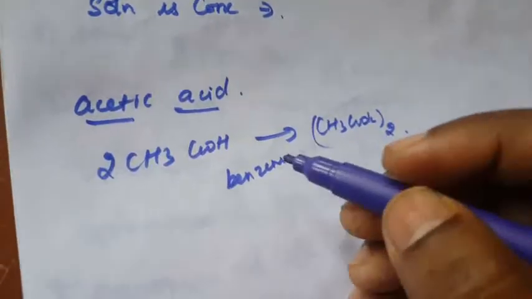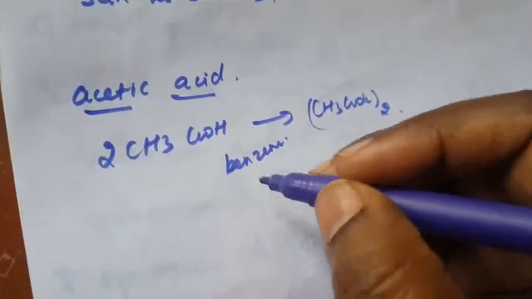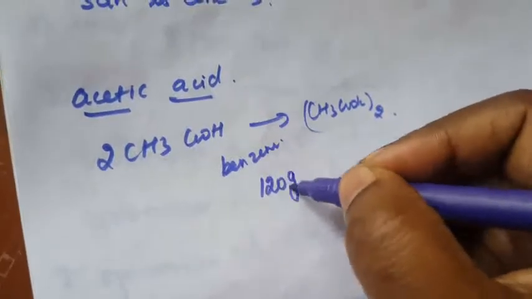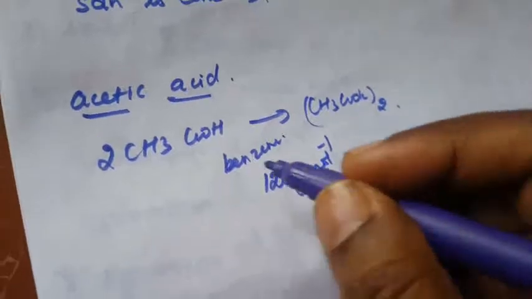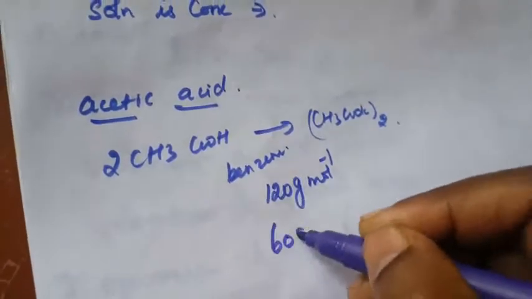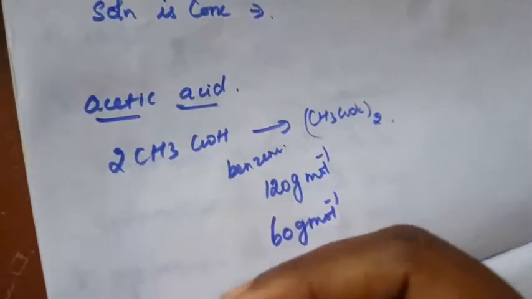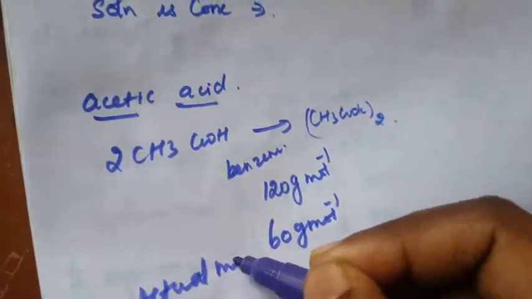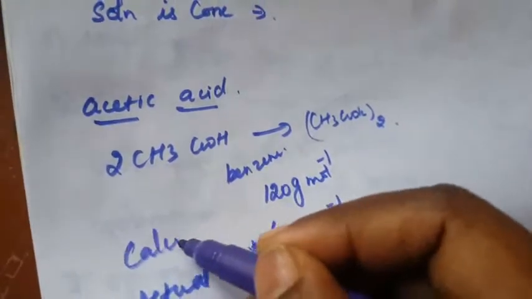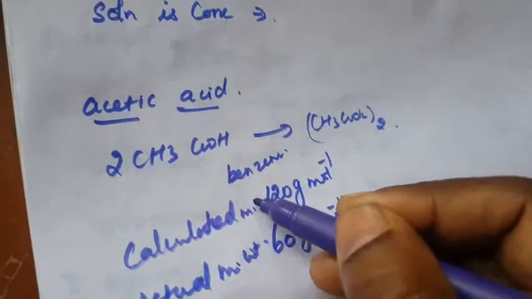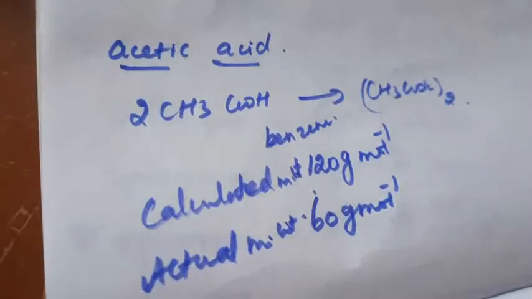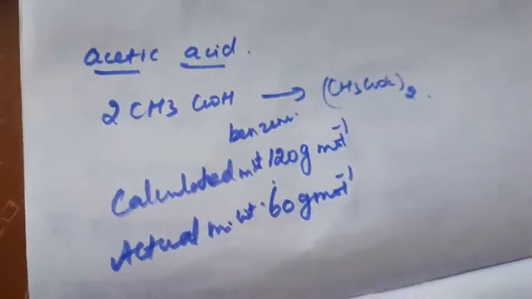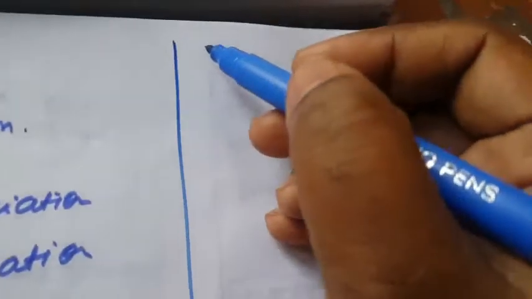Now what is the molecular weight of this acetic acid dimer? The dimer of acetic acid is 120 gram per mole. But the normal actual molar mass of acetic acid is how much? That is 60 gram per mole, the actual molecular weight. The calculated molecular weight is 120 gram, so this is the difference. That is one factor that is introduced, the Van't Hoff factor. Van't Hoff introduced the Van't Hoff factor.